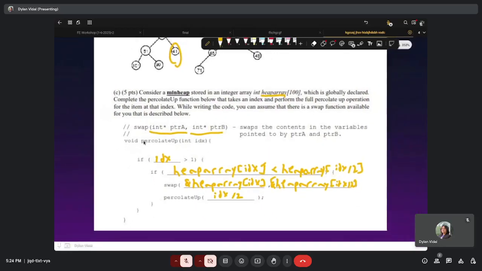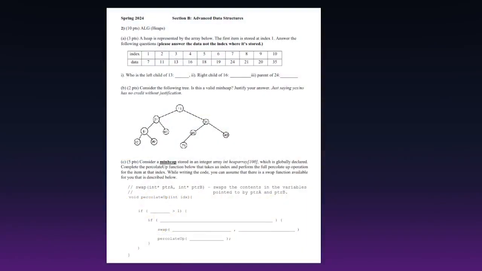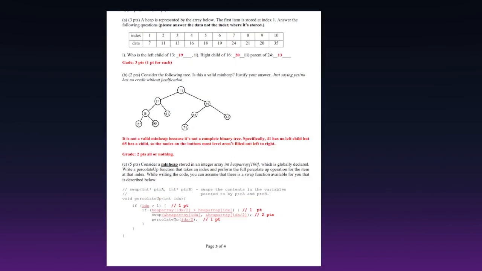All right. So we can see right here, I didn't actually write out the values, but I think you remember what I said. The left child of 13 is 19. Its index is 3 times 2. That's its left child, 19. The right child of 16 is 20. 16's index is 4, right child is times 2 plus 1, 9, 20. The parent of 24 is 13. 24 has an index of 7, divided by 2 with integer division, it's 13.